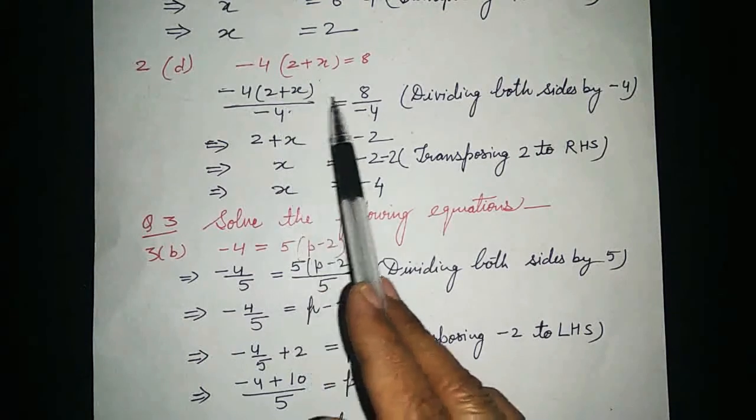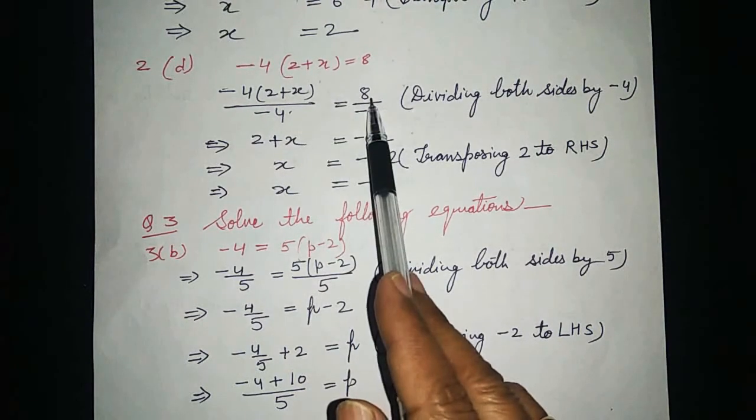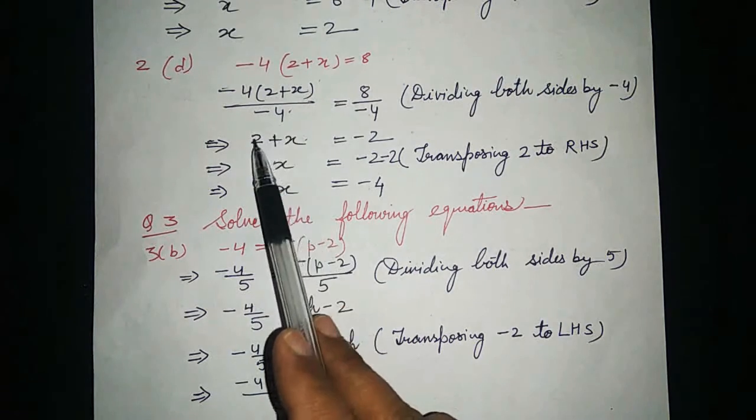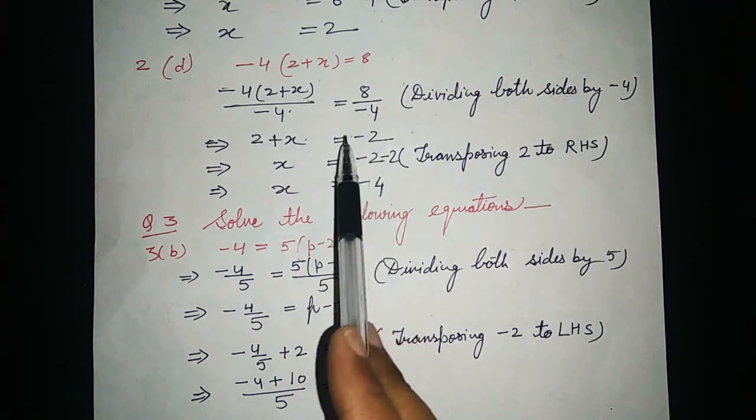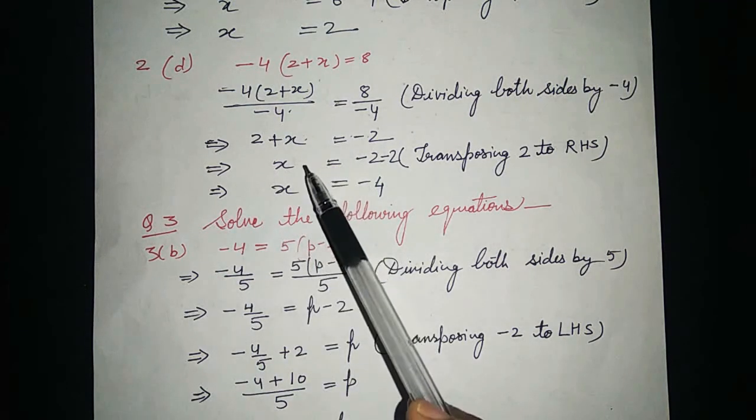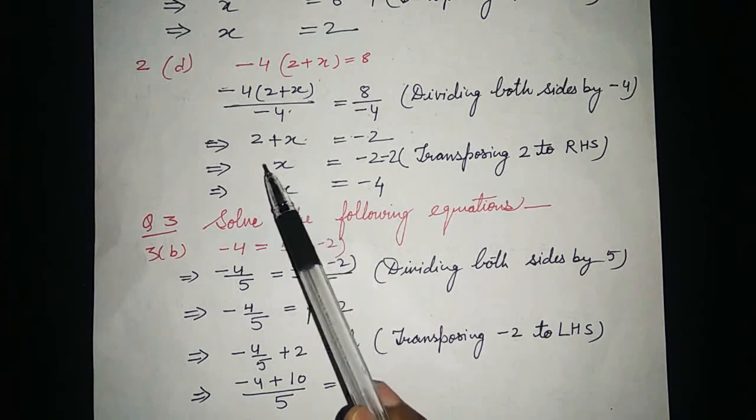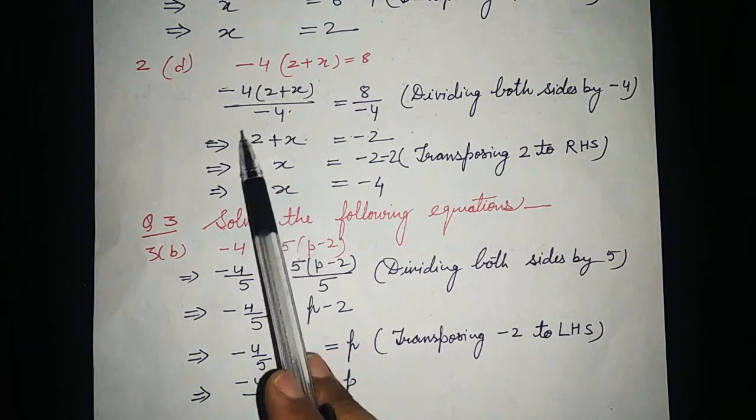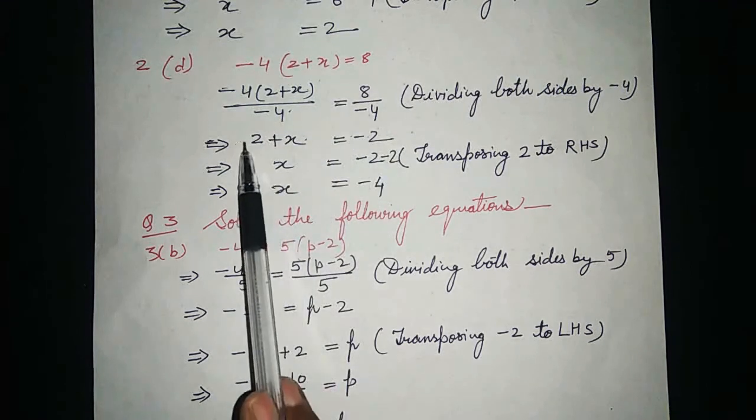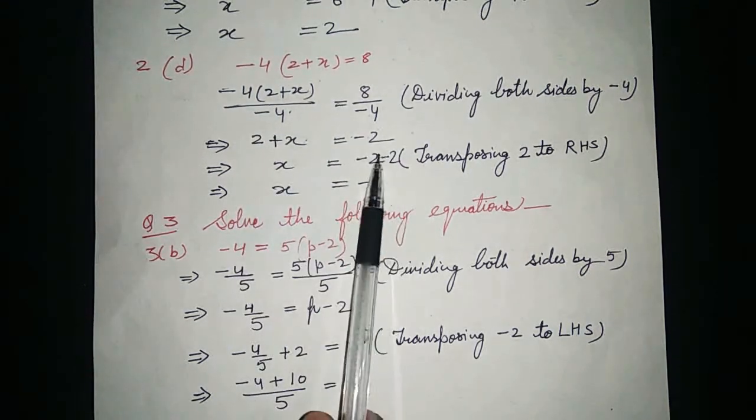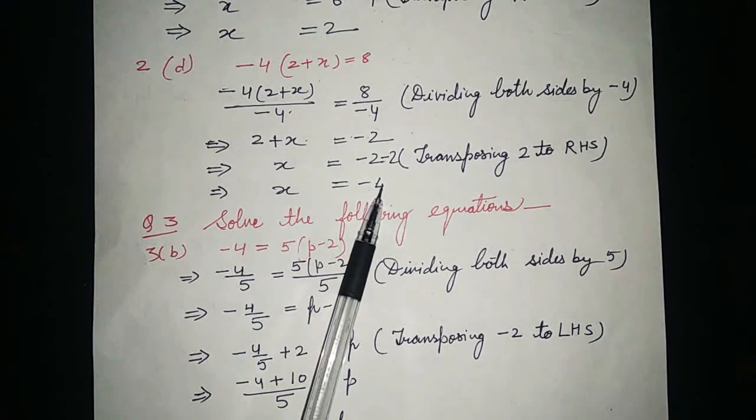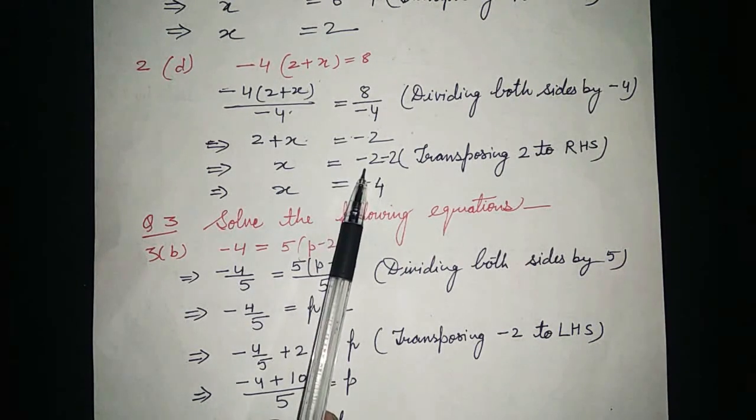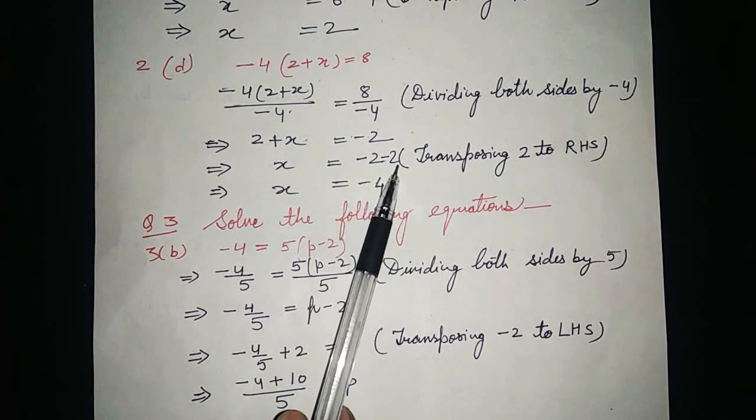After dividing left and right side both by minus 4, in the next step we will get 2 plus x on left hand side, and on right hand side we will get minus 2. And after this step we will transpose plus 2 from left hand side to right hand side. Then plus 2 will be minus 2. And here in the next step you can see x is equals to minus 4 will come, because here we have added minus 2 and minus 2.